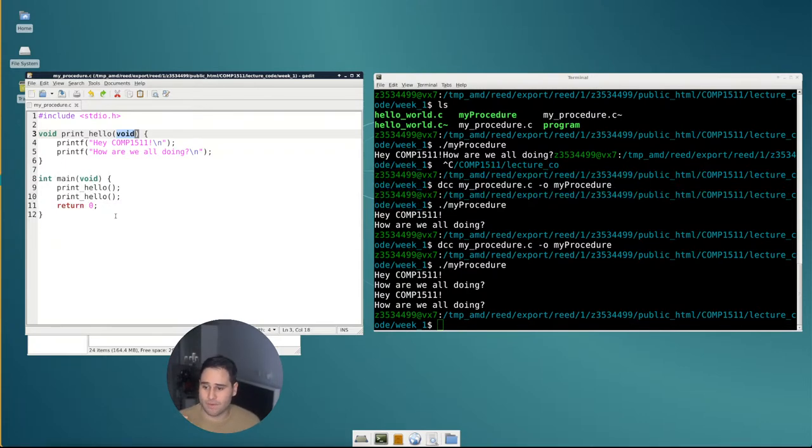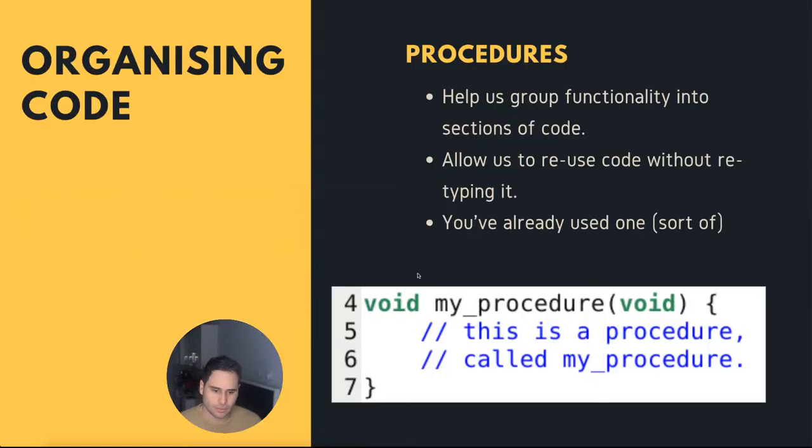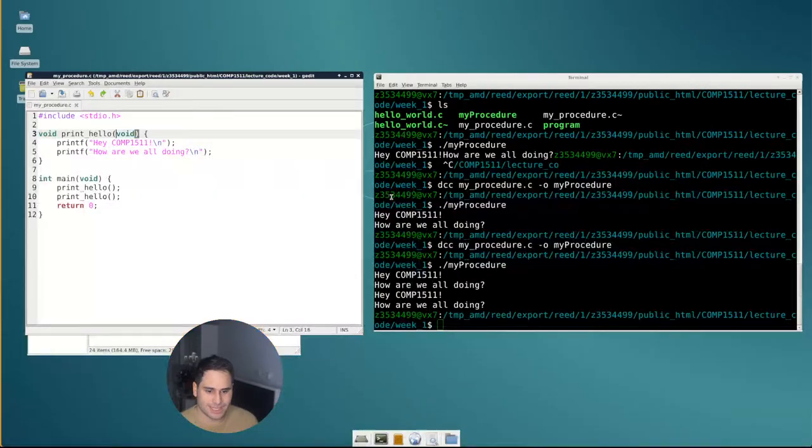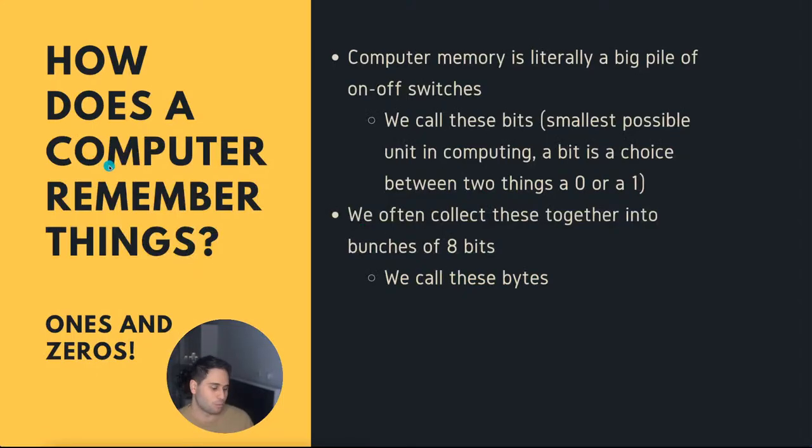The main function, you're right, Hazard. The main function is special. It's where the program starts. That's all a procedure is, but they are really useful because they help us not retype our code. Some of you have seen this int in main, and we need to start talking about what that means. That's what we're going to focus on in this section now.